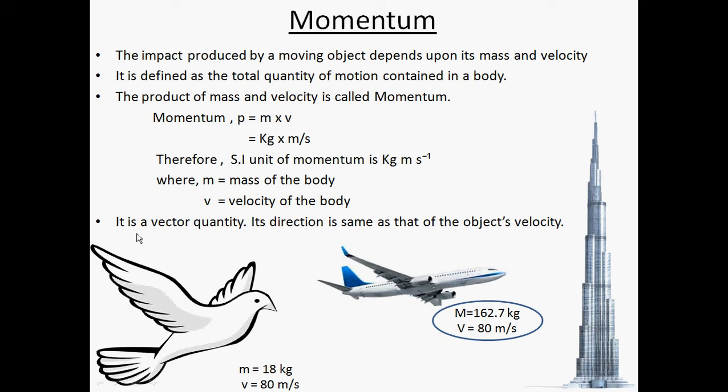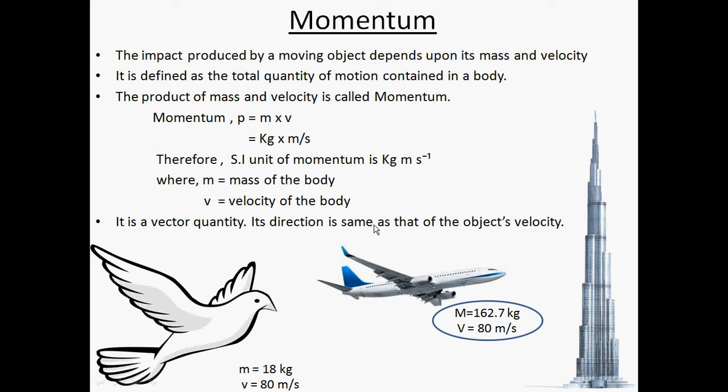So students, momentum is a vector quantity and its direction is the same as that of the object's velocity. Suppose this is the direction of velocity, the momentum direction will also be in this direction. It is a vector quantity determined by direction, and it can be negative as well as positive.